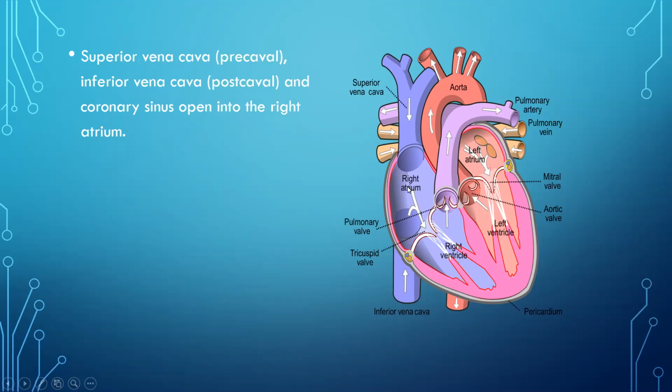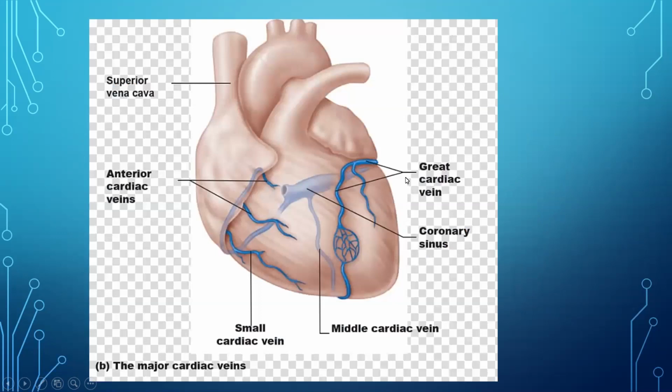Can you see this right atrium? Just follow these arrows: superior vena cava, inferior vena cava, and coronary sinus. Coronary sinus is somewhere here. So they all open into the right atrium. You can see this is the superior vena cava, somewhere here is the inferior vena cava, and this is the coronary sinus. They open into the right atrium.